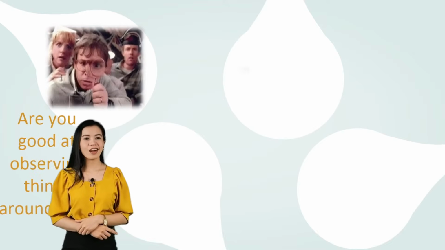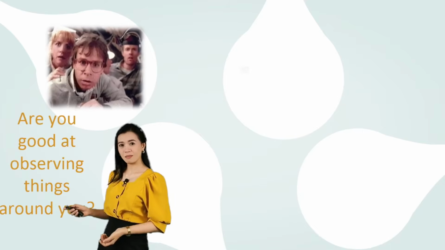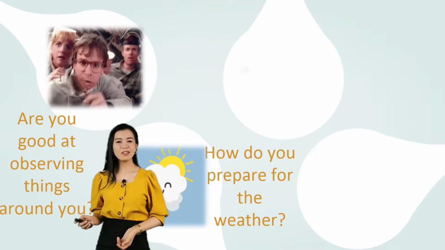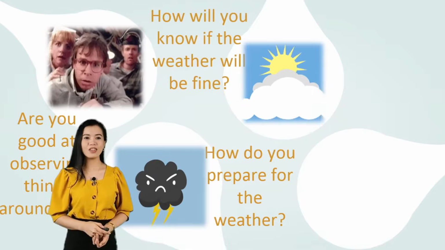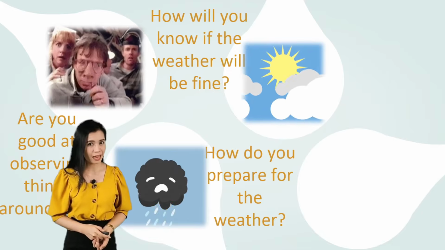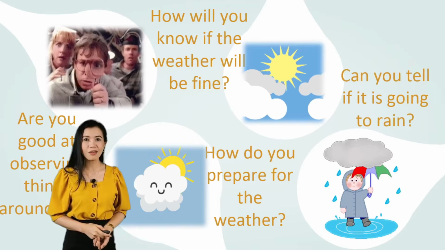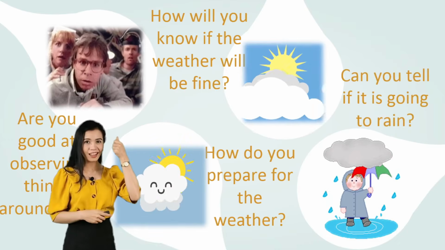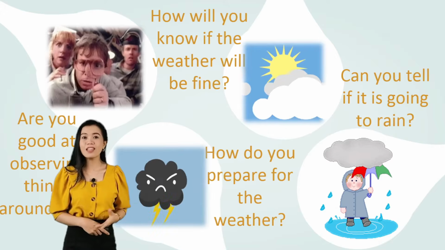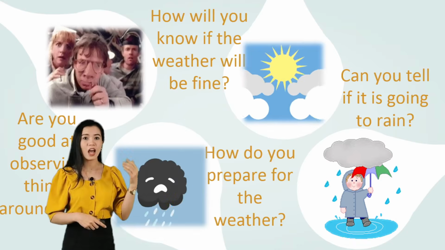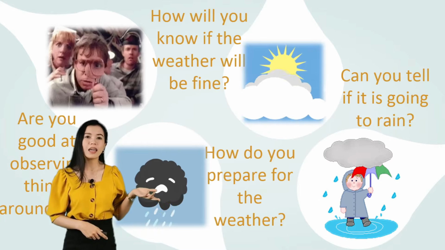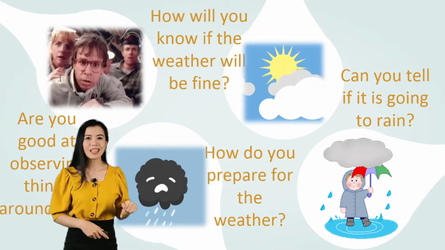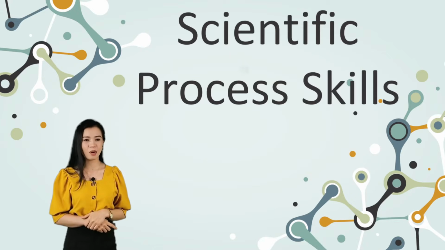Now, I have here some questions for you. Are you good at observing things around you? How do you prepare for the weather? How will you know if the weather is fine? And can you tell if it's going to rain so that you can bring an umbrella? Well, you will be able to answer these questions by observing the condition of the atmosphere and by predicting what will happen next. We will be talking about this more as we discuss the scientific process skills.